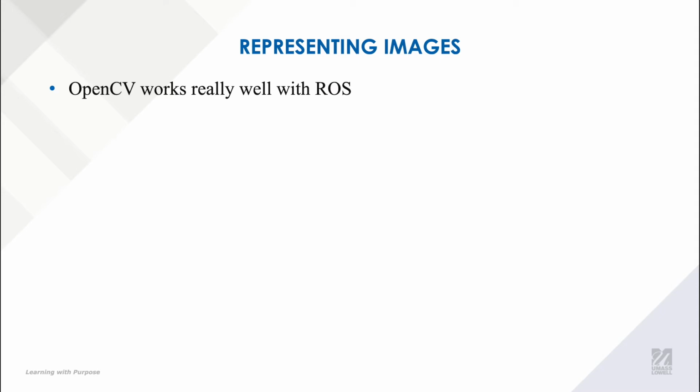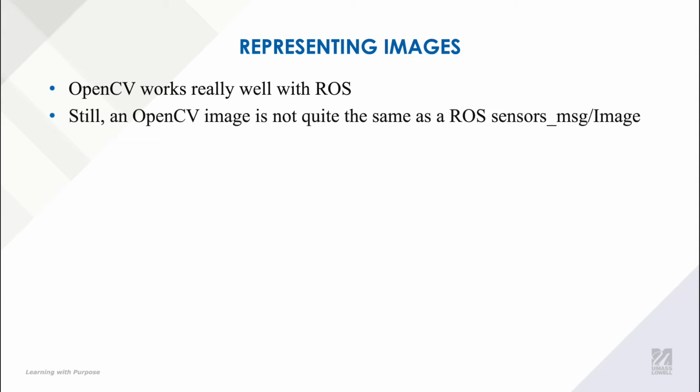OpenCV works really well with ROS. It contains a lot of nice image processing functions that we can use to make our robot understand what the world around it looks like, and we can make that work with ROS pretty easily. But we talked a lot about how to represent images. It turns out an OpenCV image is not quite the same thing as the typical ROS message that's used. In ROS, when we're trading images between nodes, we typically use the sensor_msgs/Image type, and in OpenCV it's just a little bit different than that.